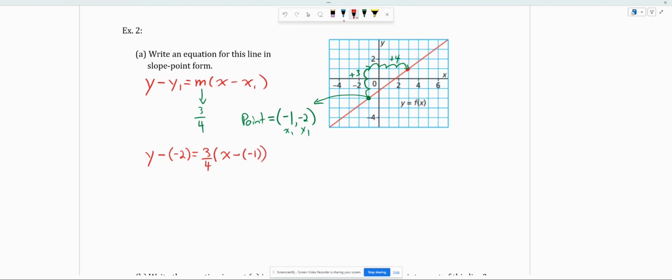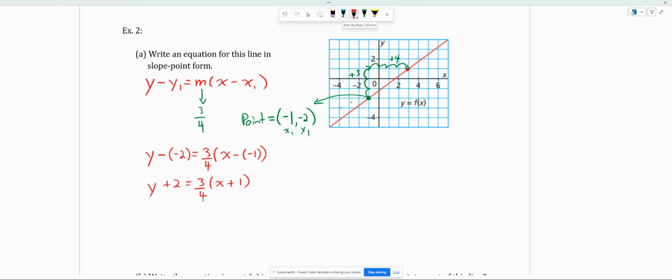Okay. Now, of course, we're going to simplify this, no problem. We know that these are going to turn into addition, so it's going to be y plus 2 is equal to 3 over 4 times x plus 1. Now, some students think, oh, I need to multiply this into the brackets. No, this is slope-point form, so we want to leave it just as is.